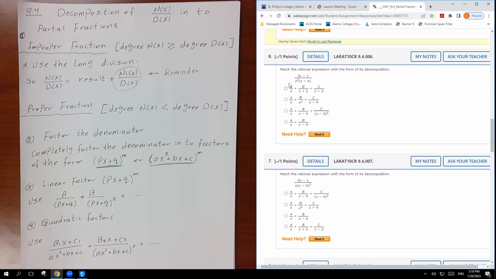We're going to do the same thing. Match the rational expression with the form of its decomposition. So now we're going to check. We also have two factors. Here is the rational expression. We have x squared, x minus 4.